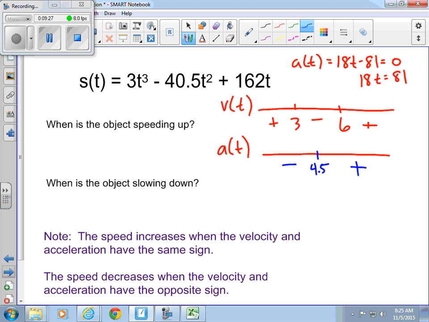So how do I find out speeding up and slowing down? I'm going to compare with the velocity sign chart. From 0 to 3, what do those have? Opposite signs. So I am slowing down, decreasing in my speed.